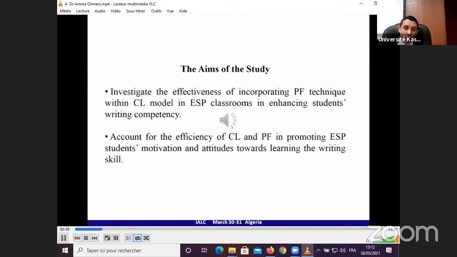Thus, the present study aims at investigating the effectiveness of incorporating the peer feedback technique within the cooperative learning model in ESP classrooms in enhancing students' writing competency. Also, it accounts for the efficiency of cooperative learning and peer feedback in promoting ESP students' motivation and attitudes towards learning the writing skill.